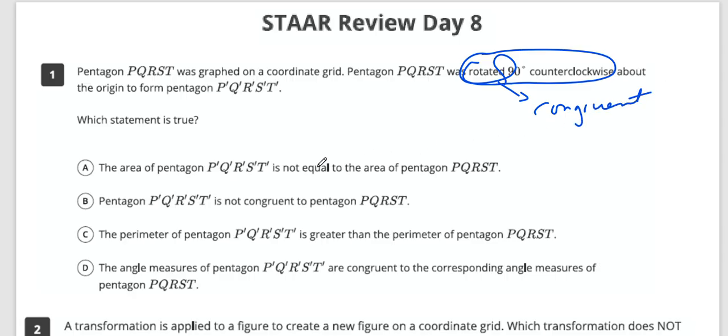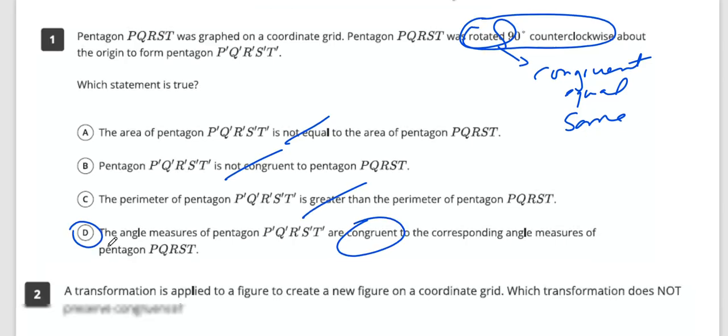So this should look for that. Okay, equal. And the same. Sorry, it's writing funny. Okay, so that one's out. That one's out. Greater than is out. Congruent is in. Super easy.